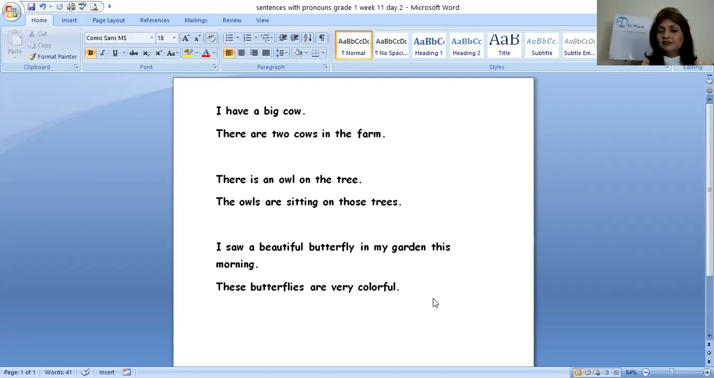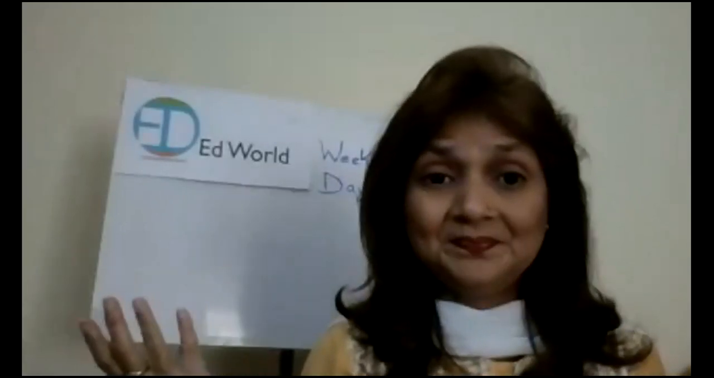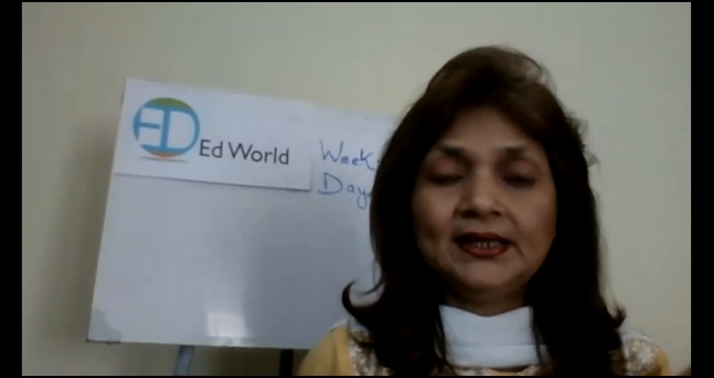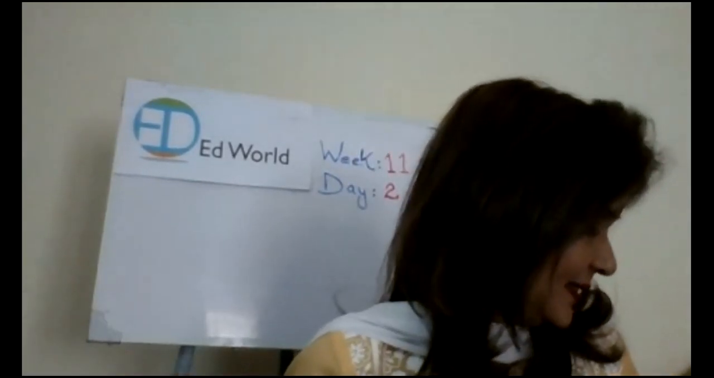Now let's read the next. I saw a beautiful butterfly in my garden this morning. These butterflies are very colorful. Again, in the first one, the butterfly was only 1. I saw a beautiful butterfly. That means the butterfly was 1. Whereas in the other sentence, there are more than 1 butterflies, right? So that means, children, what is our topic? Can any one of you guess the topic for today? Yes, correct. It's 1 and more than 1. That means it's about singular and plural, right?